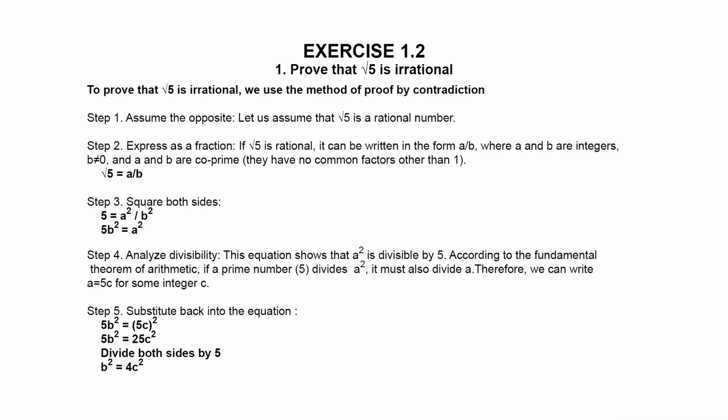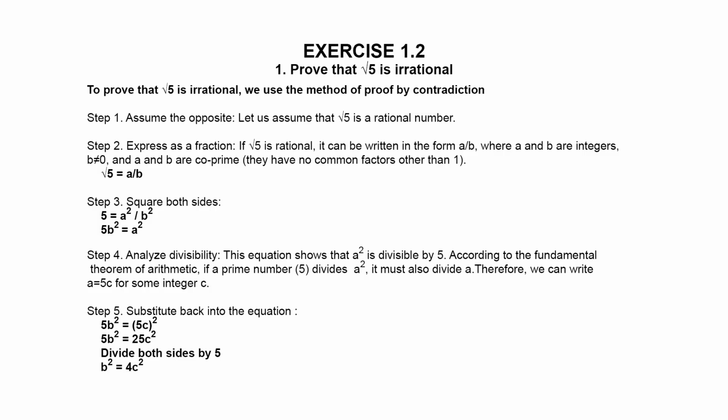Exercise 1.2. Problem 1. Prove that square root of 5 is irrational. To prove that square root of 5 is irrational, we use the method of proof by contradiction. Step 1. Assume the opposite. Let us assume that square root of 5 is a rational number.